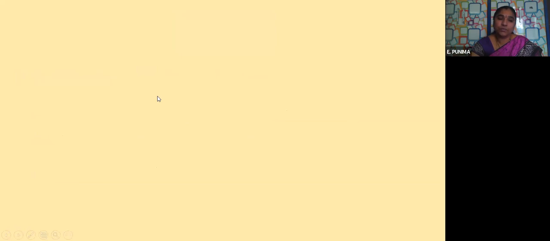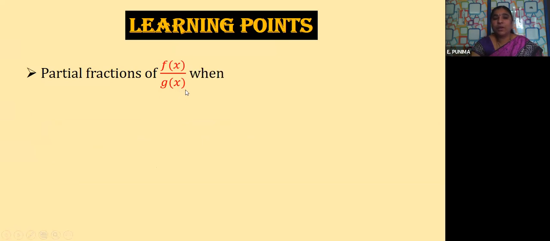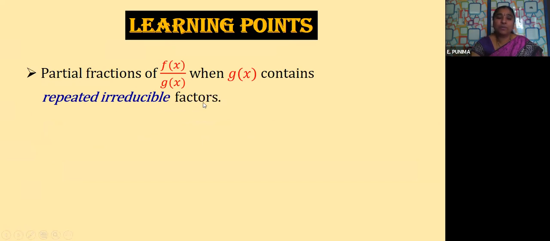What are the learning points of today's session? First, let us go through them. First one is partial fractions of f of x by g of x when g of x contains repeated irreducible factors. Till now we have seen up to rule 3, where it contains an irreducible factor. But here in rule 4, it should be a repeated irreducible factor.